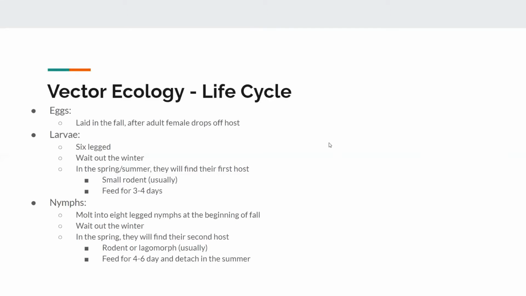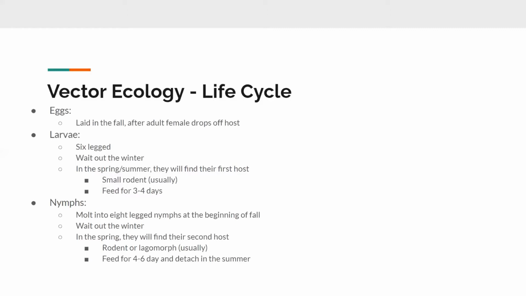The larvae wait out the winter, and in the spring and summer, they will find their first host. Now, peak activity for this species in the larva stage is actually in July, but they will start being active in spring. Their first host is usually a small rodent, and this is things like field mice, moles, voles, etc. They will feed for 3 to 4 days. It takes them about 2 weeks to develop off of the host, and they molt into 8-legged nymphs.